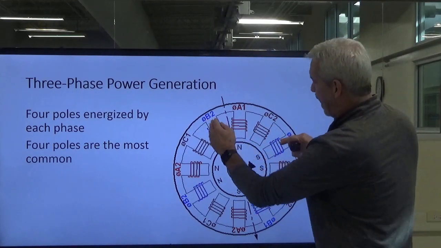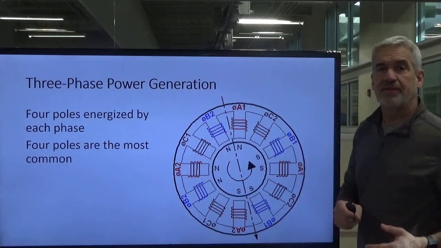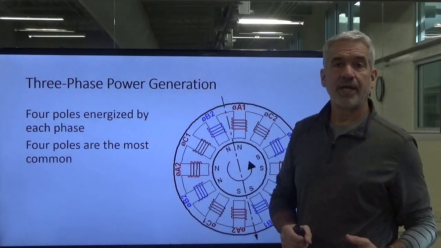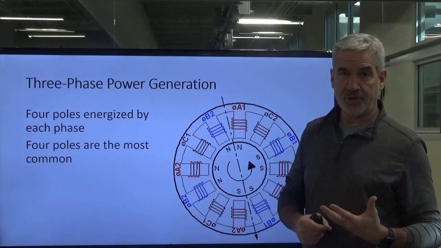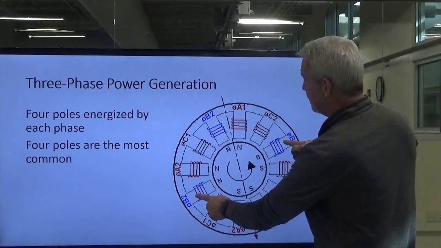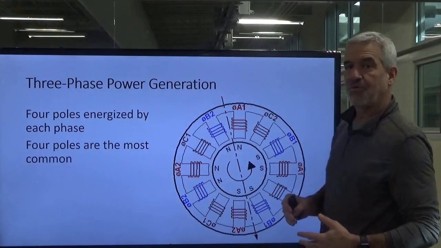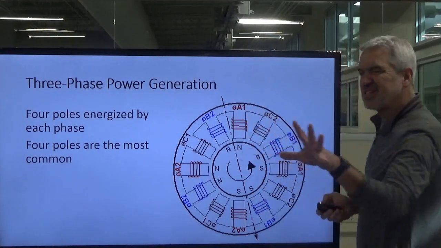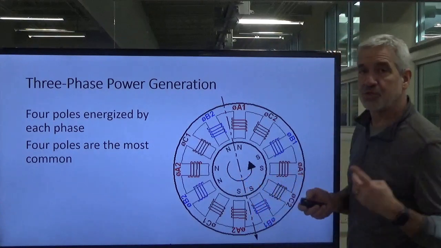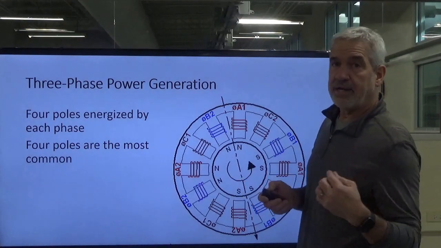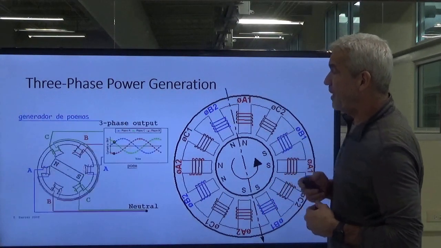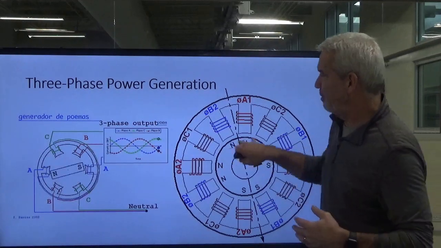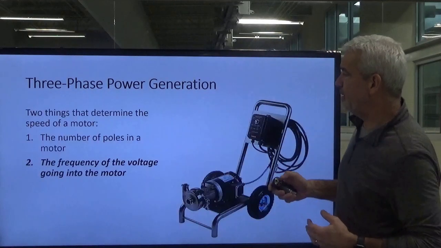If we had 8 of these for each phase, then it would run a lot slower. It would run half the speed, and it would have a lot more torque. If we pulled 2 of these out from each phase, it would run twice the speed with less torque. So just to let you know, the number of poles is one of the things that impacts the speed of the motor. Okay, so again, we've seen this before, and I need to go into this again.